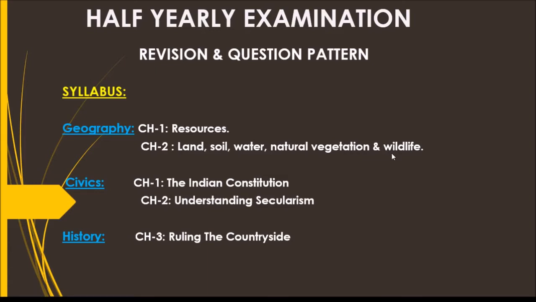The topics discussed in this chapter are the introduction, land use, conservation of land resources, soil, factors of soil formation, degradation of soil, conservation of soil and water, problems of water availability, conservation of water resources, natural vegetation, distribution, conservation, wildlife and wildlife conservation. These are the topics which we had learned in Geography chapter 2.